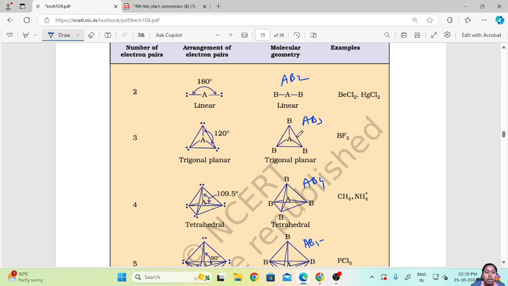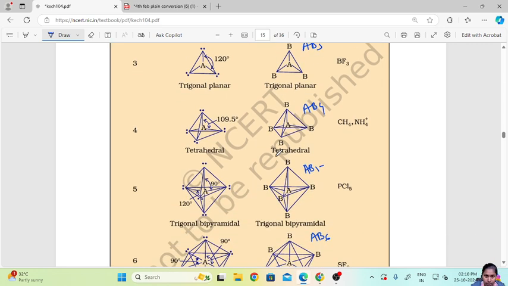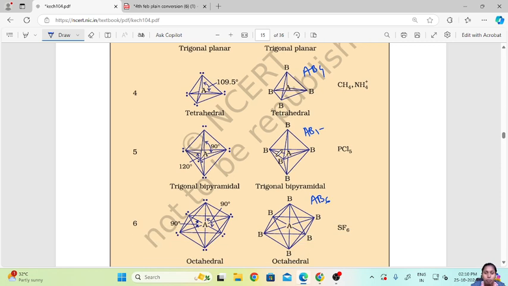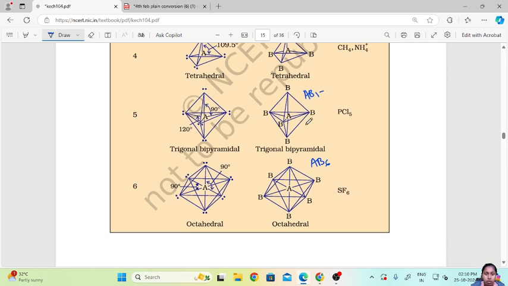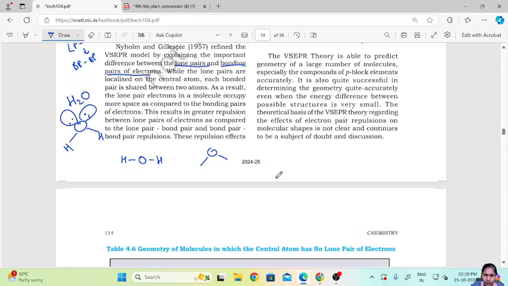AB3 is the molecule. You have to add another molecule to the central atom, and it forms a trigonal planar structure. Then AB4, with 4 molecules associated with the central atom, gets a tetrahedral structure. When there are 5 molecules associated with the central atom, it becomes trigonal bipyramidal. And the last shape is the octahedral, when 6 molecules are associated with the central atom.